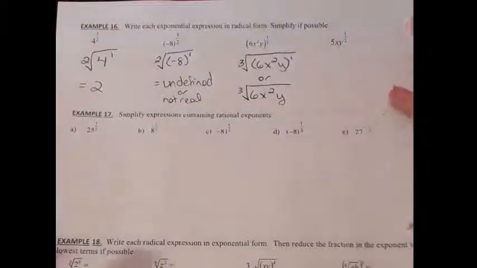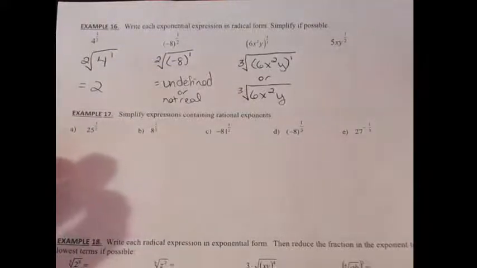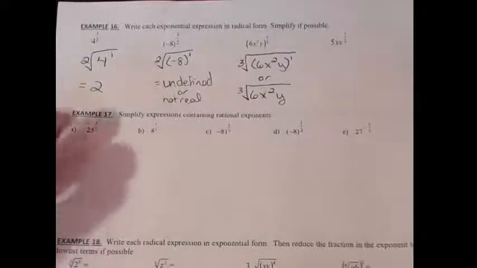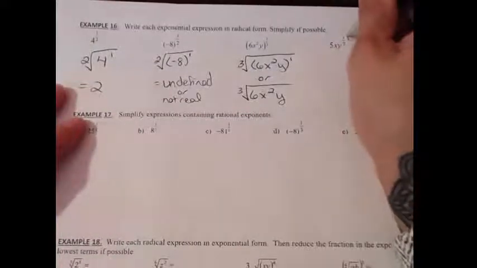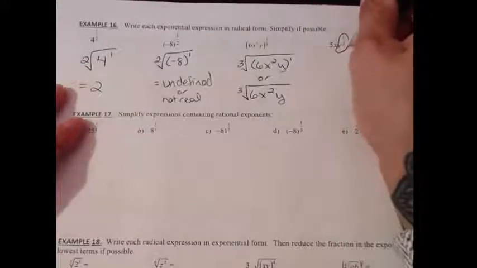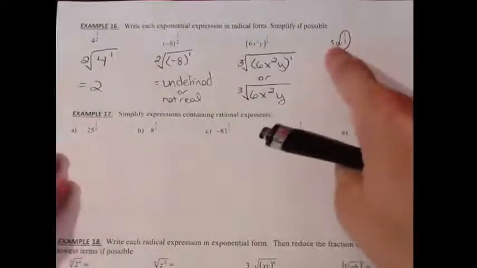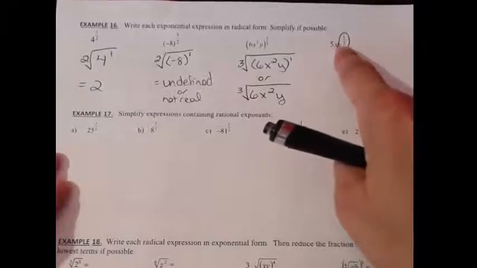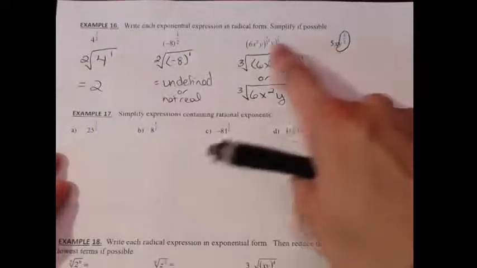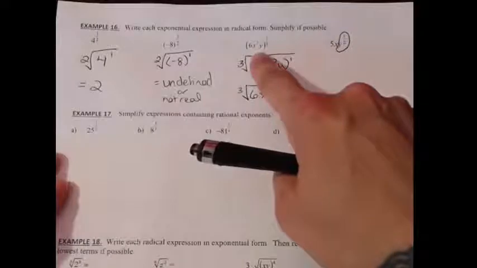Lastly, I was hoping that this would be a little bit of a trickier scenario because we have to be careful with what's actually being raised to a power. Notice we have 5xy to the 1/2. This actually implies here that this y alone is being raised to the 1/2 power. The 5x is not. If we wanted to raise all of this to the 1/2 power, we would need parentheses, just like we saw in our previous example.